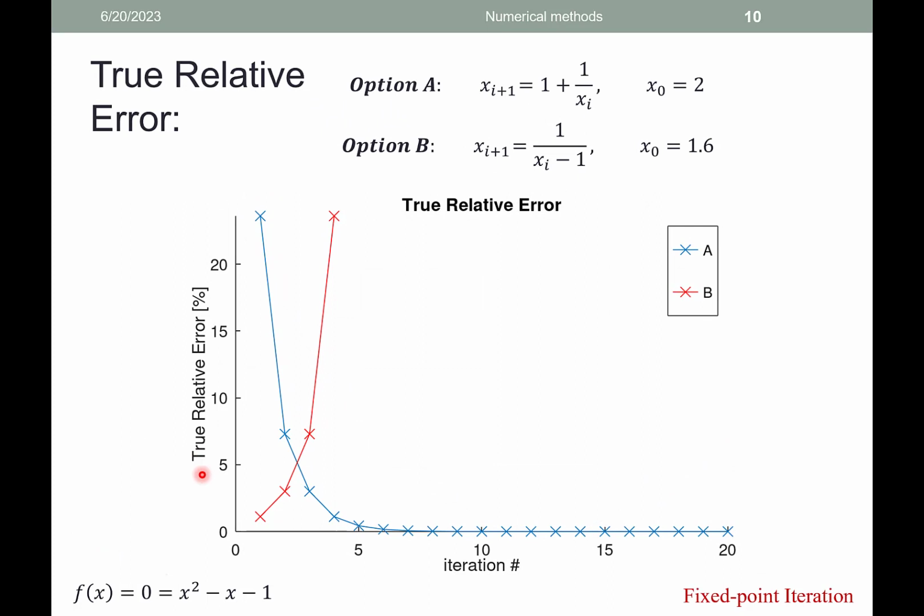So here we see the true percent relative error in this case, when the goal is to find the positive root. So we can see option A converges, option B diverges when we're considering that the true value is the positive root.